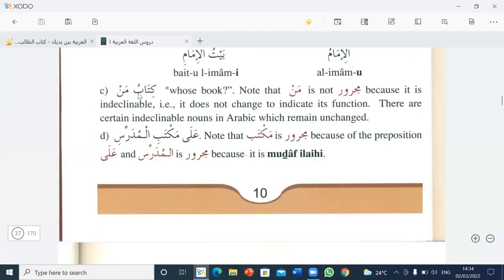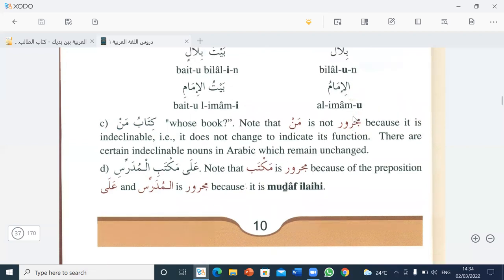See, kitabu man, whose book? Note that man is not majrur because it is indeclinable. For example, it does not change to indicate its function. There are certain indeclinable nouns in Arabic which remain unchanged. So now you have learned here that it's not majrur because it is indeclinable and does not change to indicate its function, yes?